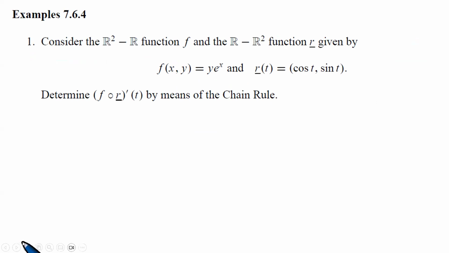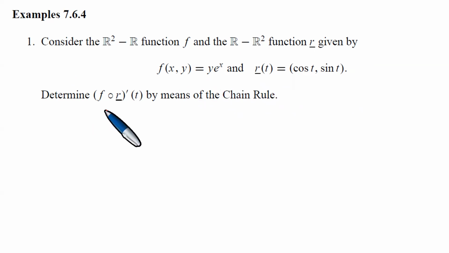Let us look at these particular examples, like this example 7.6.1. I want us to discuss tangent planes and other things, but we need to prepare a little bit with some of these results here. At this point, we need to be in a position to determine the answer to this in the exam, or in the assignments, but mostly in the exam. Consider an R2 to R function f and an R to R2 function r given by f of x and y equals y e to the power x, and r of t equals cosine t, sine t.